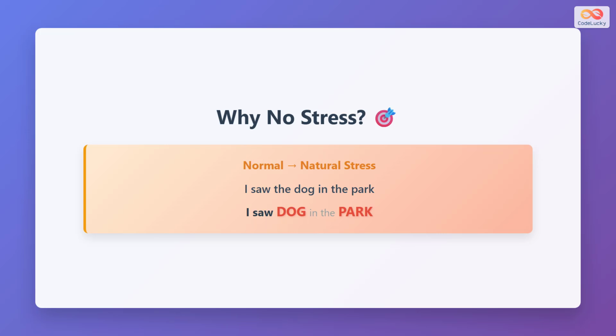Now let's look at a practical example. The sentence is "I saw the dog in the park." When we speak naturally, we stress the important content words, dog and park. We do not stress the function words, the and in. This creates a natural rhythm that native speakers use automatically. By stressing only the important words, your English sounds more fluent and natural.